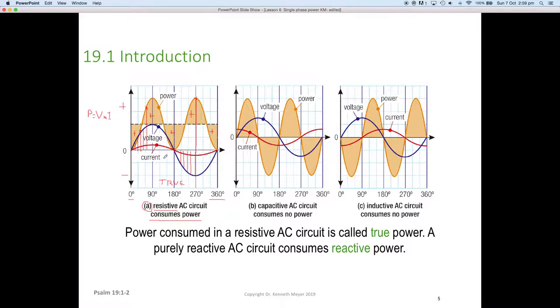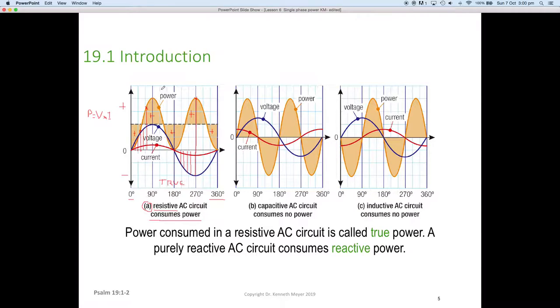All the power being consumed is resistive, and it's all above the line. Therefore, it's all plus, and it all gets used. It all gets what we call consumed. The other thing to note is the frequency of the power. Can you see the frequency of the power is double the fundamental? So here's my blue voltage and my red current, one complete cycle. If I look at the power, I go through 1, 2.